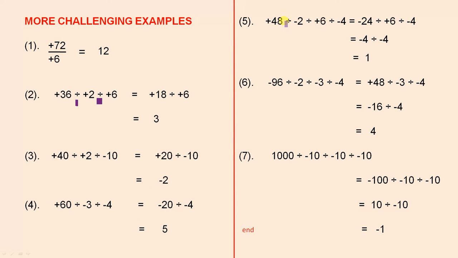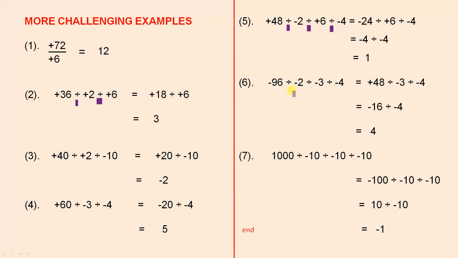You can also have 4 integers in a straight line. Now because you have division as the only operation, just work from left to right. 48 divided by minus 2 is minus 24. Minus 24 divided by plus 6 is minus 4. Minus 4 divided by minus 4 is plus 1, because minus divided by minus is plus.